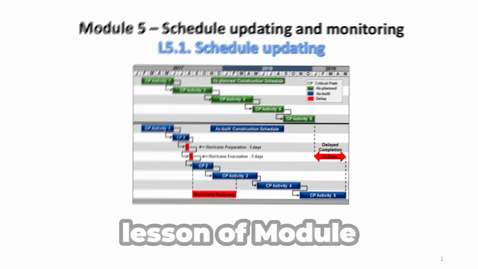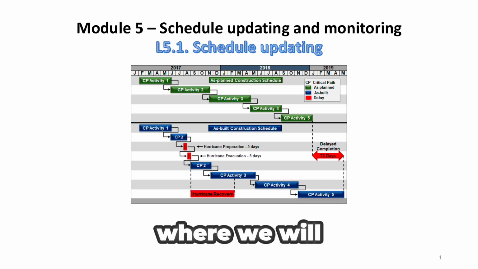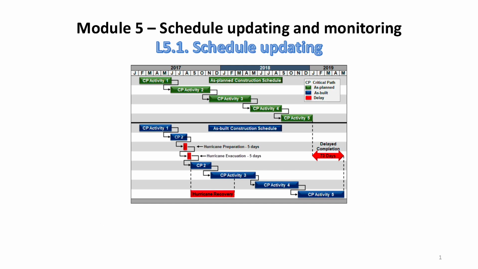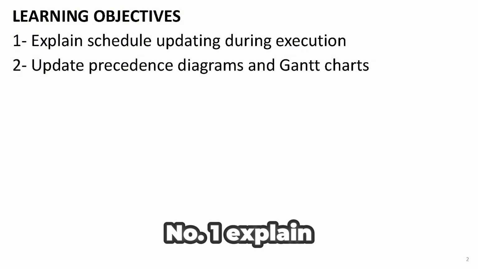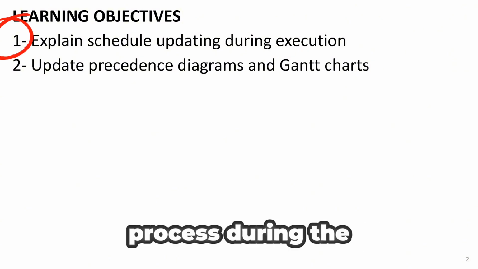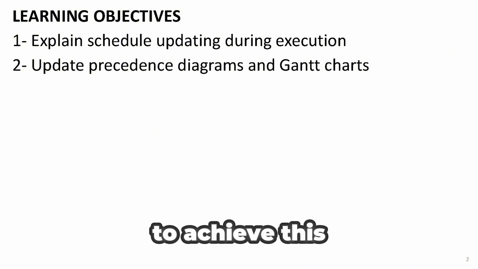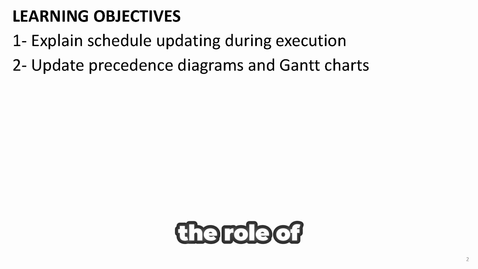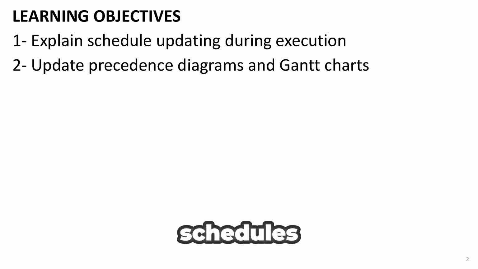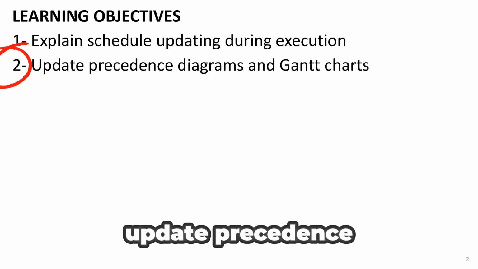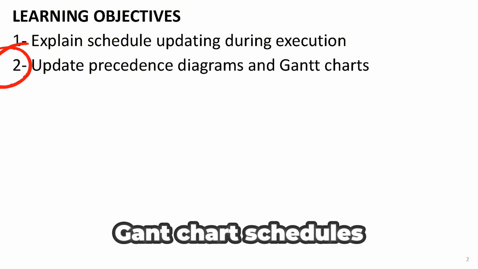In this video, we will go through the first lesson of Module 5, where we will explore the schedule updating process in detail. Here are two learning objectives of this lesson. Number 1, explain the schedule updating process during the execution phase. To achieve this objective, we will explain the role of schedule updating and the steps involved in incorporating changes to project schedules. Number 2, update precedence diagram networks and Gantt chart schedules.